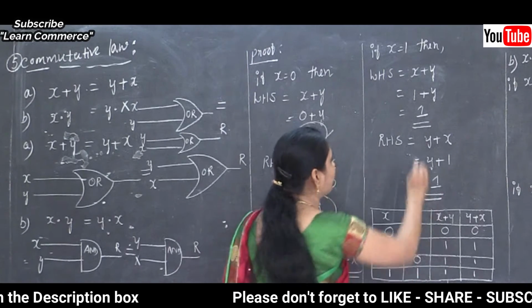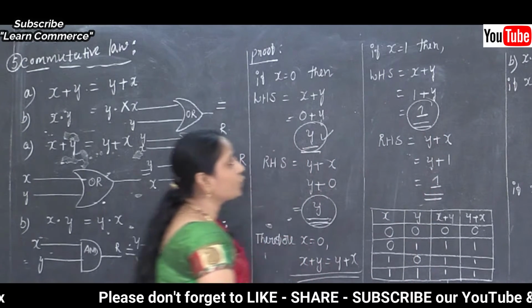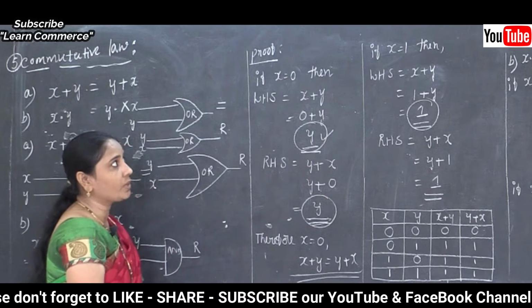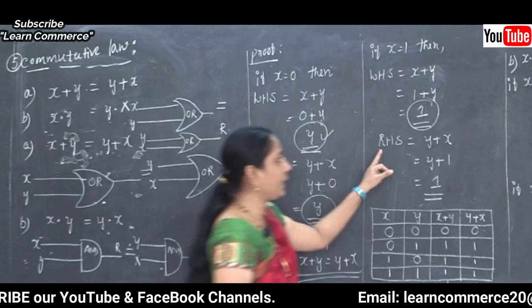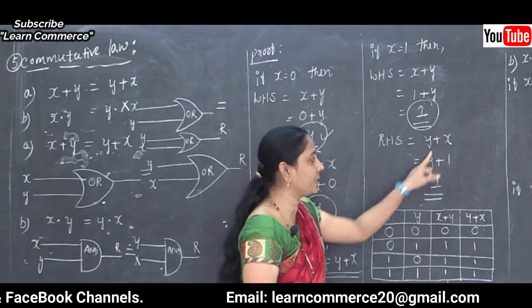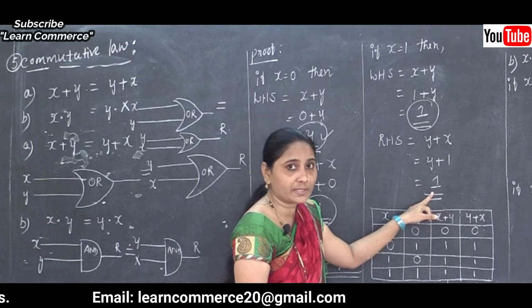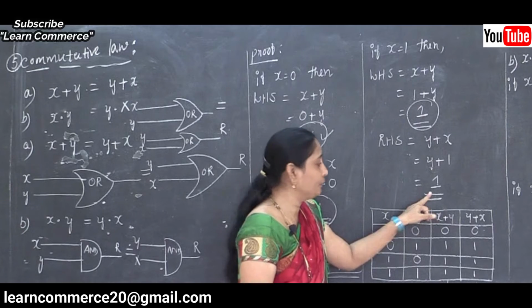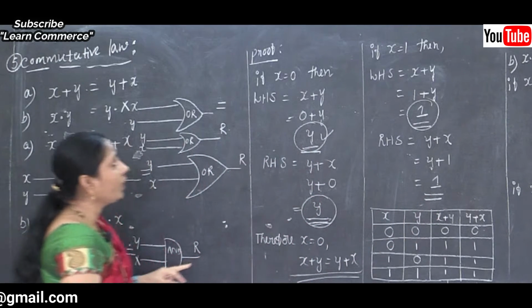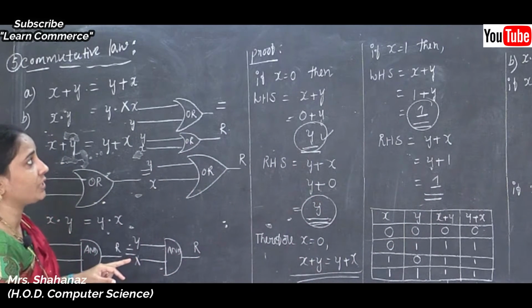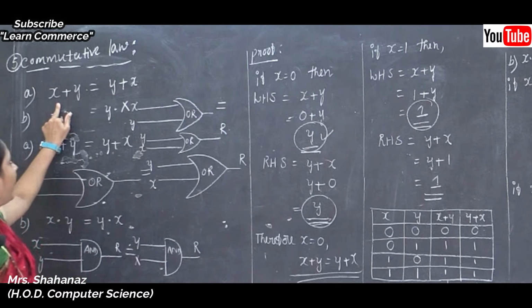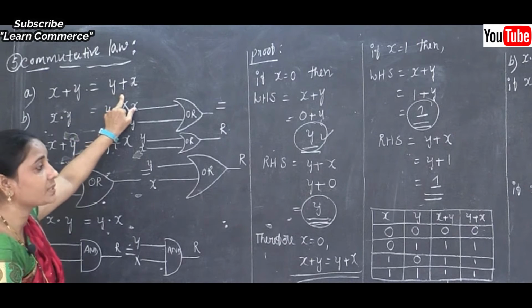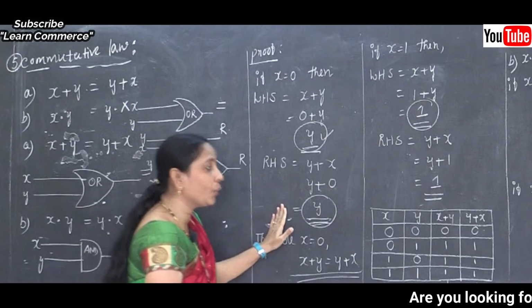So here we can say that if we take the x value equal to 1, the x plus y result is 1, and on the right hand side, y plus x, the result is always 1 only. Therefore, if the x value is equal to 0 and also x value is equal to 1, by using x plus y is equal to y plus x, it is going to be proved.